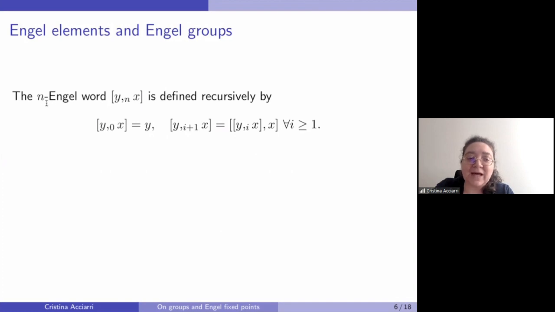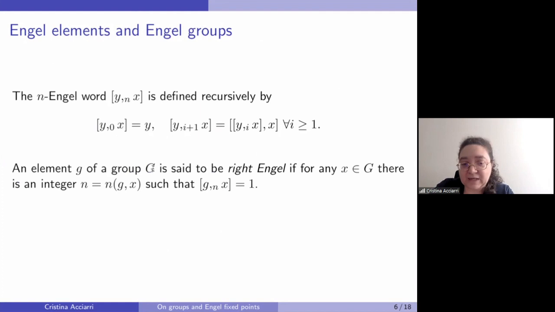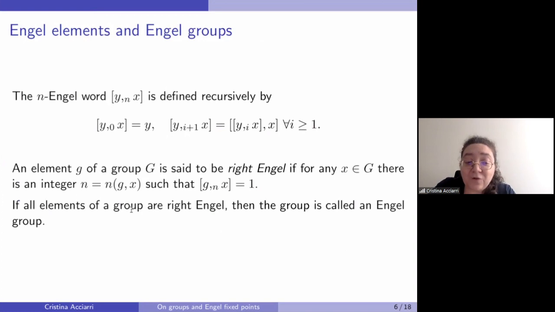So what is called an n-Engel word is this kind of expression, and it can be defined recursively. You take the zeroth one to be just the element y, then you take the simple commutator [y, x], and then you keep commuting with x many times. So you can recursively define this n-Engel word in y and x. Now, an element g inside a group G is said to be a right Engel element if for any x in G that we can pick as we wish, there is an integer n, which usually depends on the pair g and x, such that the commutator [g, x, ..., x] with n copies of x is 1. If all elements of your group are right Engel, then the group is called an Engel group, and of course the integer n can be different for each choice of your element g.